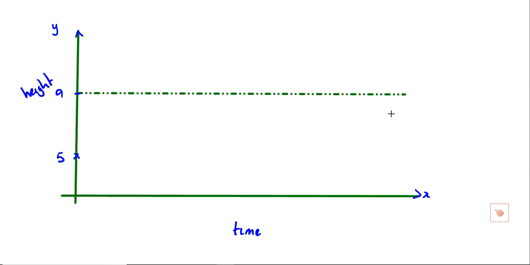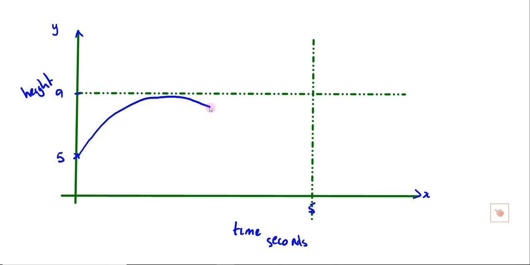And then it says it lands on the ground 5 seconds after it was thrown. So if I put another line here, that is going to be 5 seconds, right? So what's it going to look like? It's going to go up, reach a maximum at 9, and then come down.